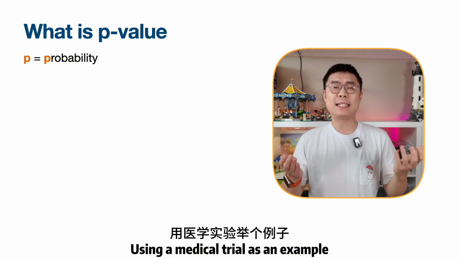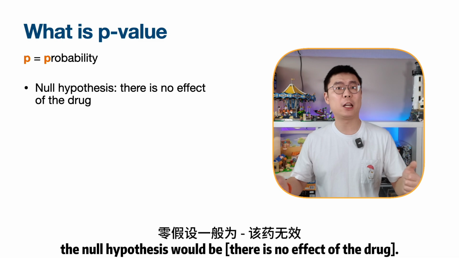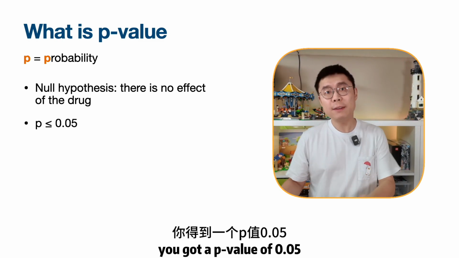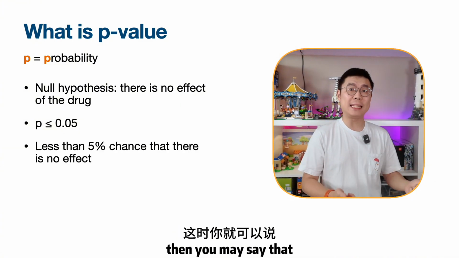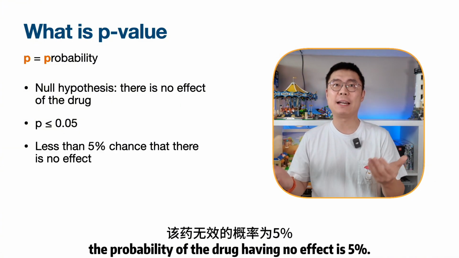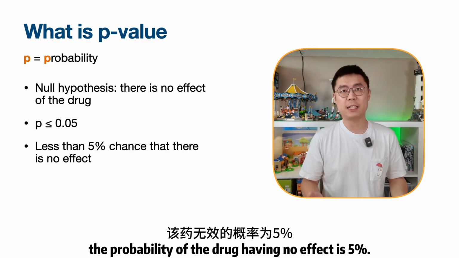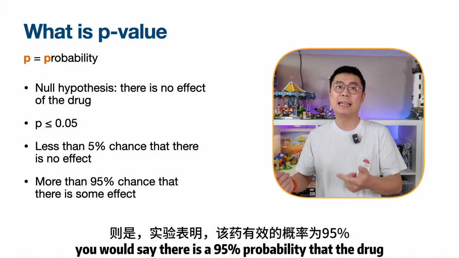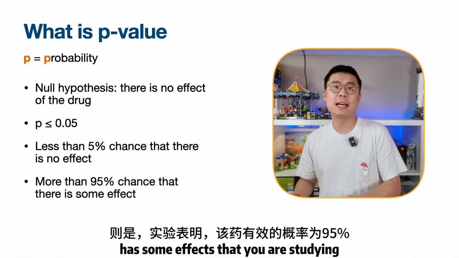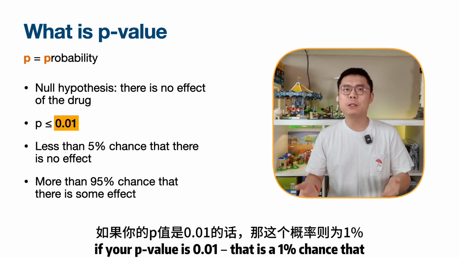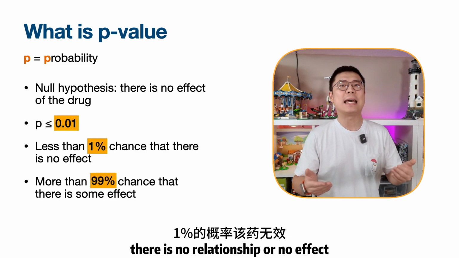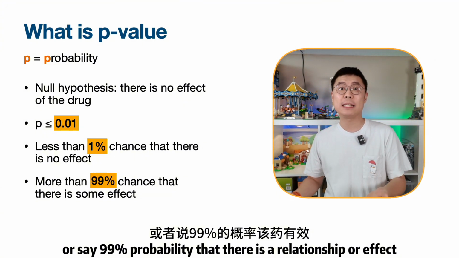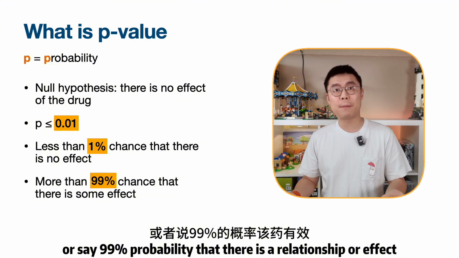Using medical trial as an example, the null hypothesis would be there is no effect of the drug. After some experiment, you got a p-value of 0.05, then you may say that the probability of the drug having no effect is 5%. On the other side, you would say there is a 95% probability that the drug has some effect that you are studying. So if your p-value is 0.01, that is 1% chance that there is no relationship or no effect, or say 99% probability that there is relationship or effect.